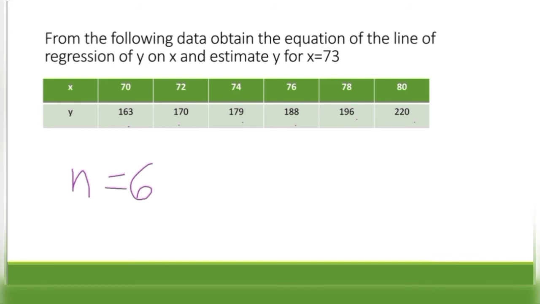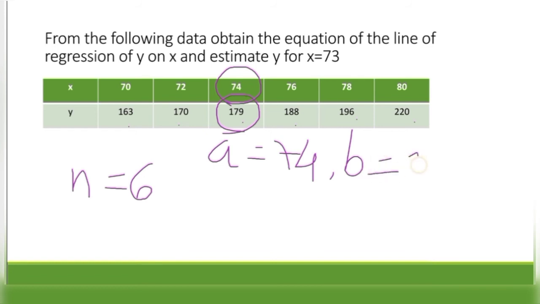The next step is to take one of the values of x as a and the value of y as b. So here I am taking 74 as a, so my a is equal to 74, and the corresponding value of y for that value of x is 179. So my b will be equal to 179. Then I'll have to find out dx and dy.